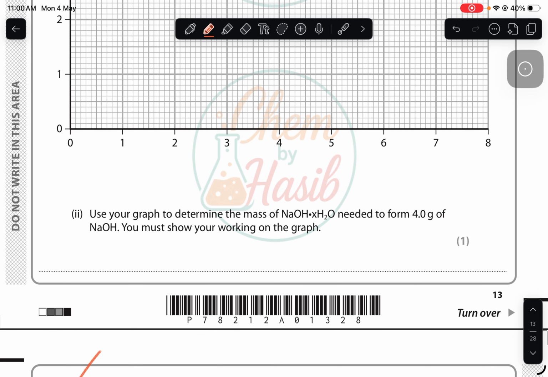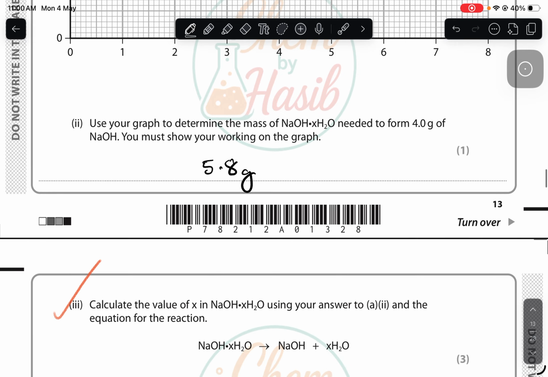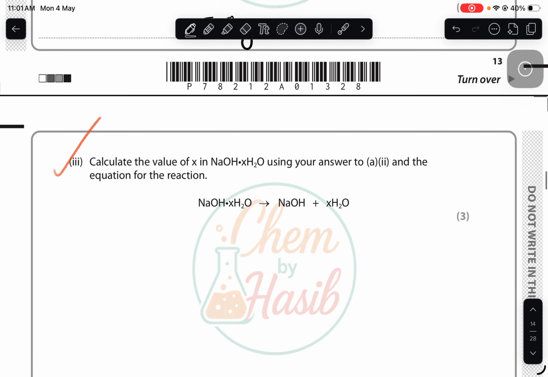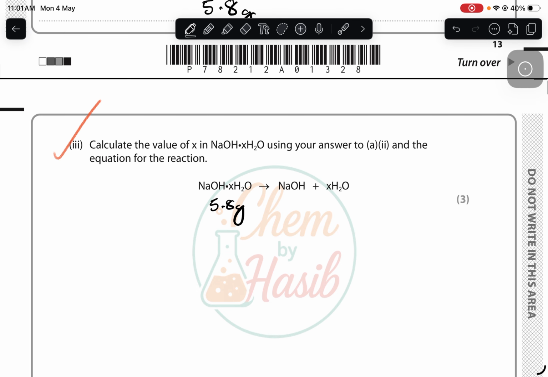The answer in A2 has to be found from the graph. Let me check from the graph, the mass of NaOH dot XH2O. I think it was 5.8 grams. If you plot a graph and figure out the answer, it would be around 5.7 to 5.9. Let us take 5.8 grams. And using this mass, you have to find the moles of X, right? So what we know here is the mass of sodium hydroxide dot XH2O is 5.8 grams.